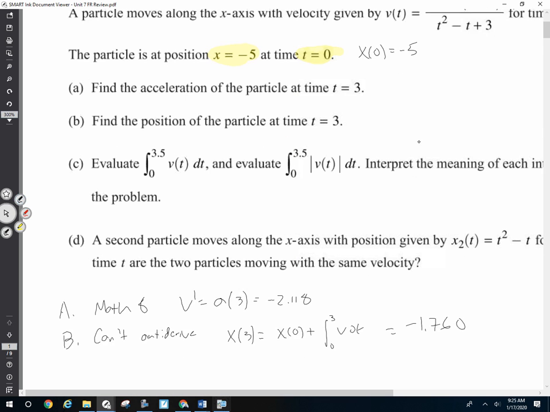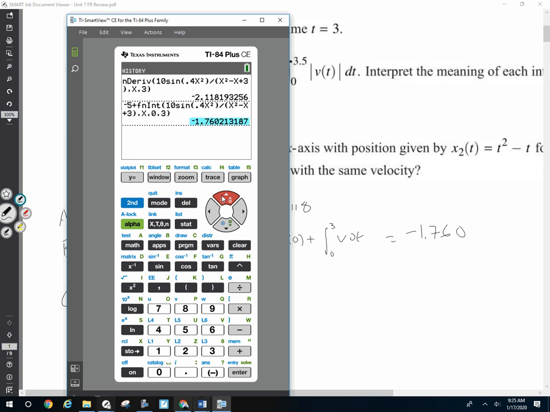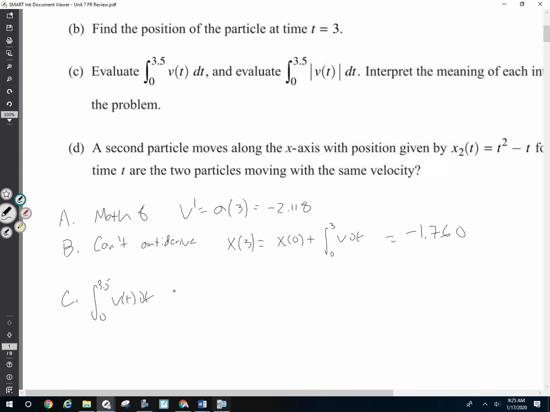That's part B. Part C: evaluate the integral from 0 to 3.5, and the absolute value. So I'm going to pull this back up, second entry. Delete this. I'm going from 0 to 3.5. Close my parentheses. 2.843.